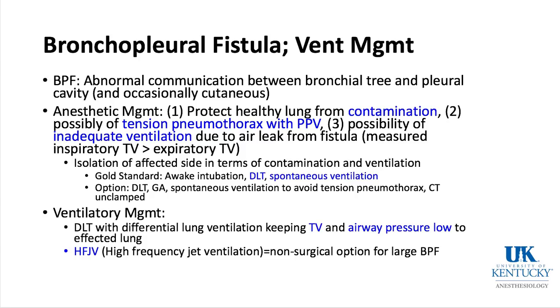So you'd be losing inspiratory tidal volume out that bronchopleural fistula. CO2 would build up. So classically, we want to isolate the affected side to prevent contamination of the good lung and to allow us good ventilation of that lung that's not damaged. The gold standard is an awake intubation with a double lumen tube, keeping the patient breathing spontaneously, but other options include general anesthesia with a double lumen tube, spontaneous ventilation to avoid a tension pneumothorax, and unclamping the chest tube that is draining the pleural space so that gas cannot build up in the pleural space and develop a tension pneumothorax.